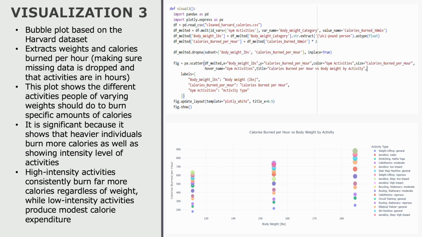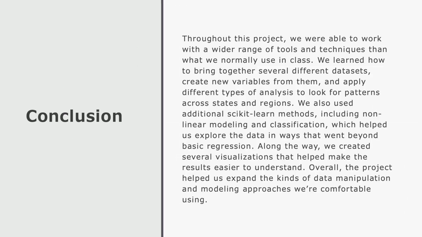Visualization 3 uses the Harvard dataset to show calories burned per hour by activity and body weight category. It shows that heavier individuals burn more calories, and it also highlights how different activities vary dramatically in intensity. High-intensity exercises burn far more calories regardless of weight, while low-intensity activities produce much lower calorie expenditure. This adds helpful context to the walking-based predictions that we saw earlier.